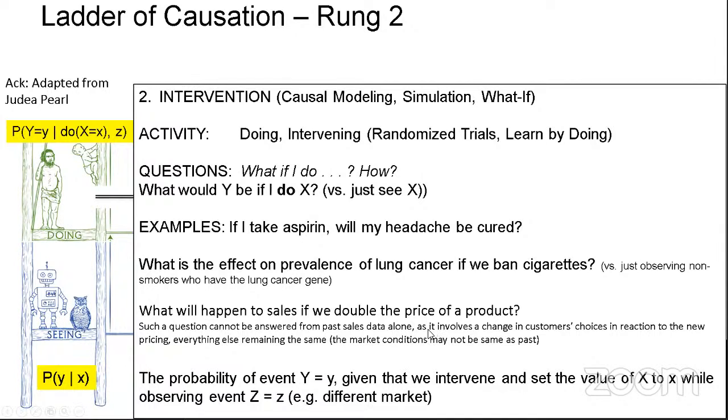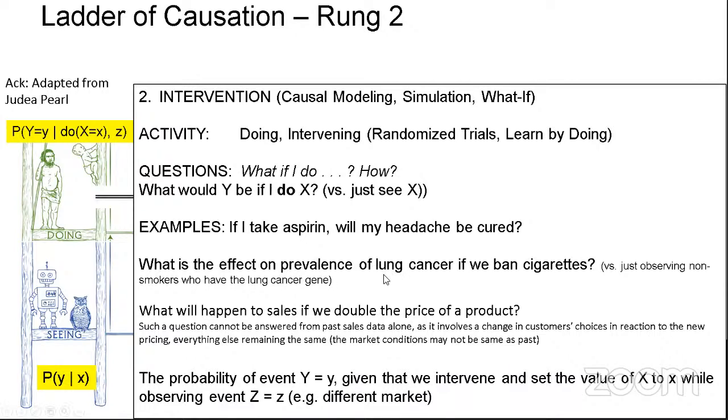In an actual enterprise, what will happen is there are customer choices that will change in reaction to the new pricing. The market conditions may not be the same as the past. Perhaps there was a higher price in the past and there were certain customer choices available at the time. So all of that needs to be taken into account in the model.